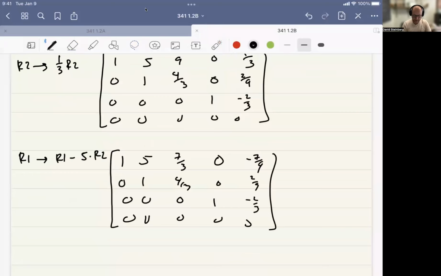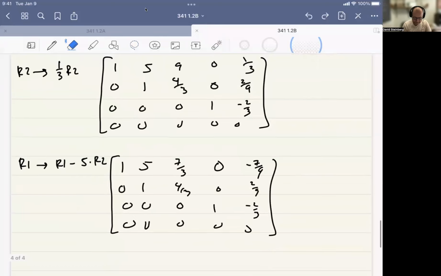Okay, and now we're done. We've got ones. Oops. Ones in all of our pivot positions, ones for all our leading entries, and zeros of. What happened here? Did I not get rid of that 5? Or did I just rewrite it as 5? I did. I wrote it as 5. It's supposed to be 0. Okay. There we go. Okay, as I said, ones in all of our leading entries, zeros above and below.